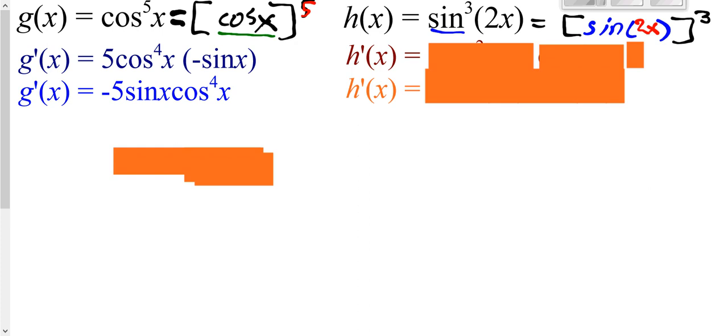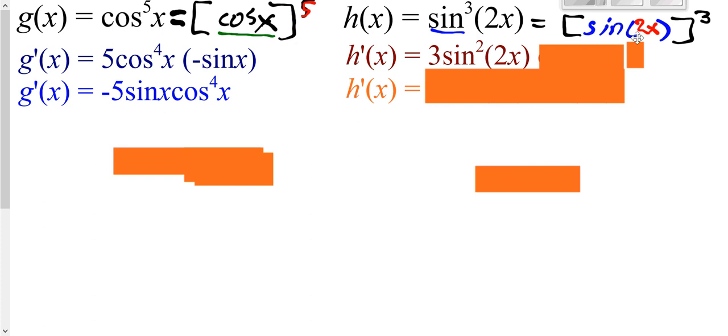So here we really have a function within a function within a function. So we have to do chain rule more than once. So we're going to do the outside. We're going to take the 3, put it down in front, decrease our exponent by 1. So that would be just a squared on the sine. Then we have to do derivative of the inside.